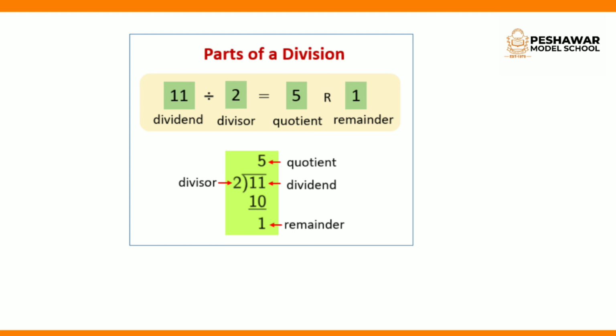We cannot take a bigger number. We will take a smaller or equal number, equal to 11 or less than 11. So 10 is less than 11. 2 fives are 10. Now as I told you, division is the repeated process of subtraction. Now subtract them. 11 minus 10. The remainder is 1. Now our division process is finished because there is no digit left in the dividend. 5 is the quotient, 1 is the remainder.